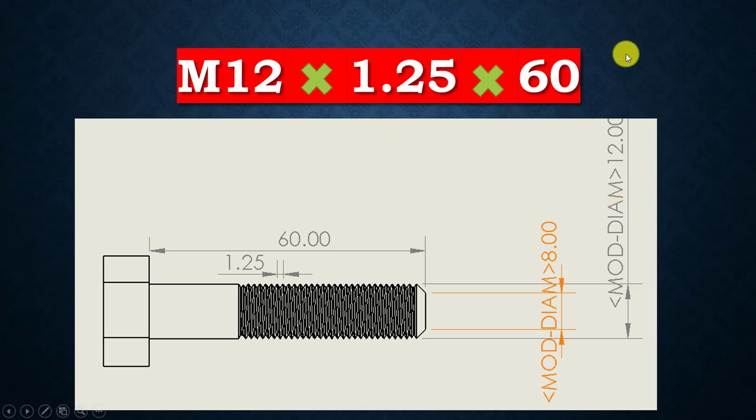Next we have the example M12 by 1.25 by 60. M means metric, 12 means the diameter of this cylinder, and 1.25 denotes the pitch of this bolt, and 60 denotes the total length of this bolt, and the length is calculated from the face of the hexagonal head up to the face of the threaded end. Now we will move toward a 3D model and we will explain the same terminologies on that 3D model.